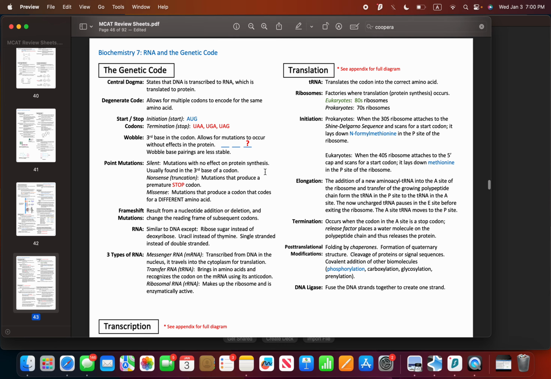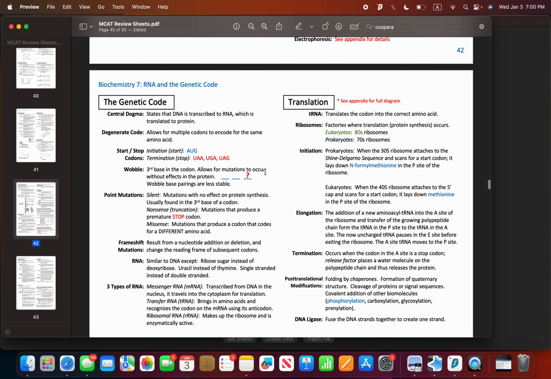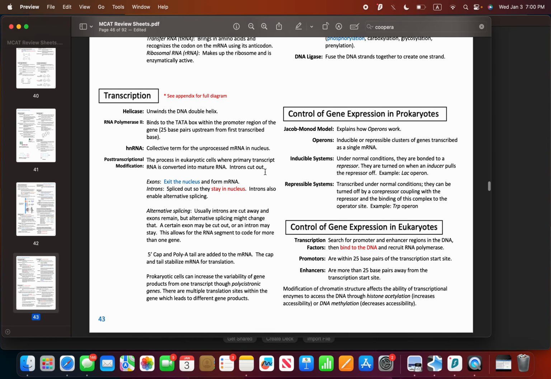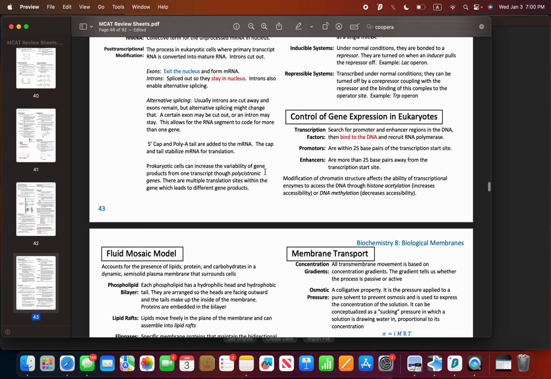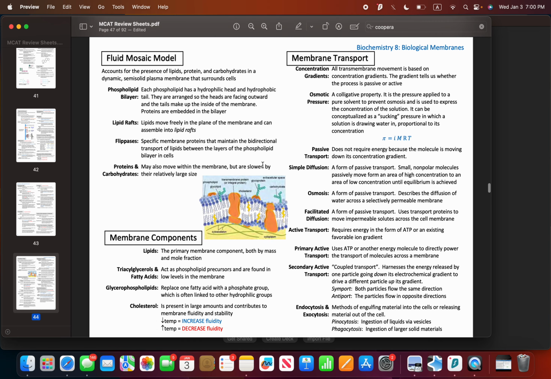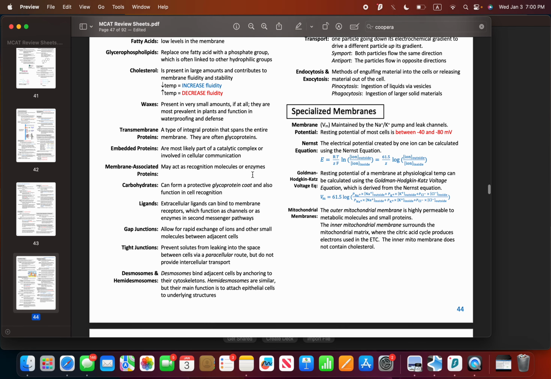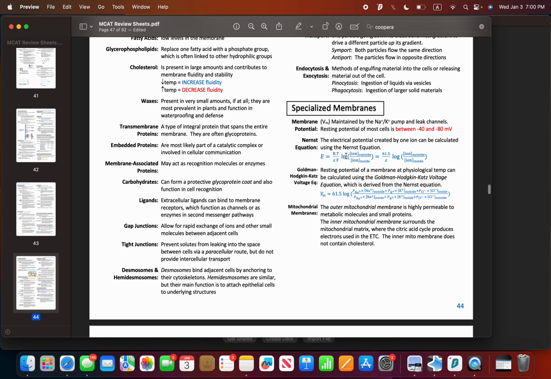We have the RNA and the genetic code, which is different than the DNA and biotechnology. And there we talk about transcription, stuff like that. We have biological membranes, the fluid mosaic model. There's the membrane components. There's the specialized membranes. Ooh, these are the Nernst equation, the Goldman-Hodgkin-Katz voltage equation. Ooh, fancy. We have the mitochondrial membranes.